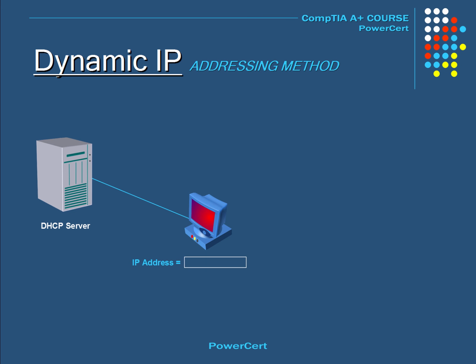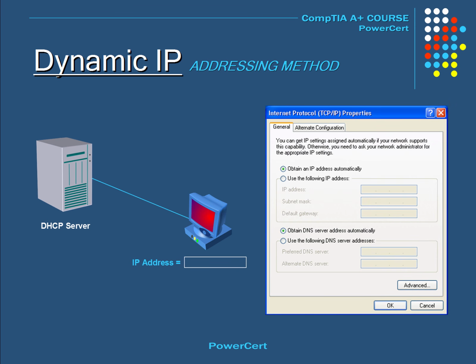DHCP stands for Dynamic Host Configuration Protocol. A DHCP server automatically assigns a computer with an IP address. In addition to an IP address, it can also assign a subnet mask, default gateway, and a DNS server.